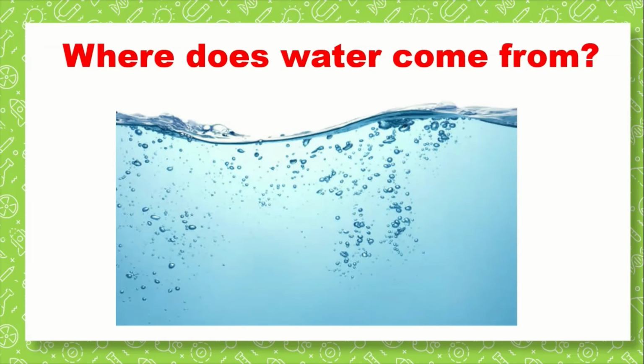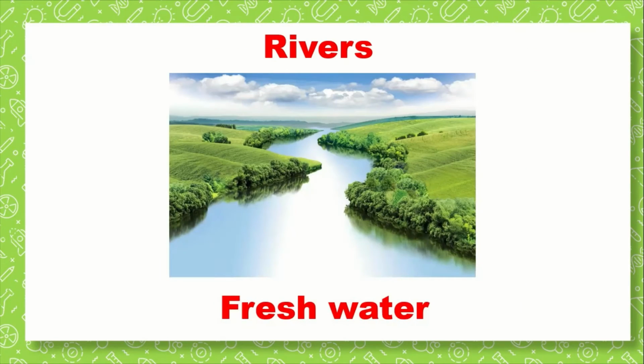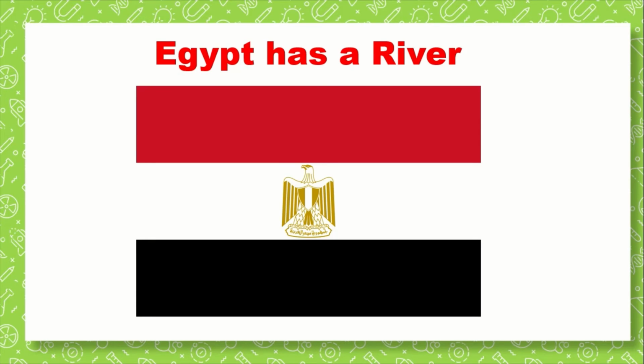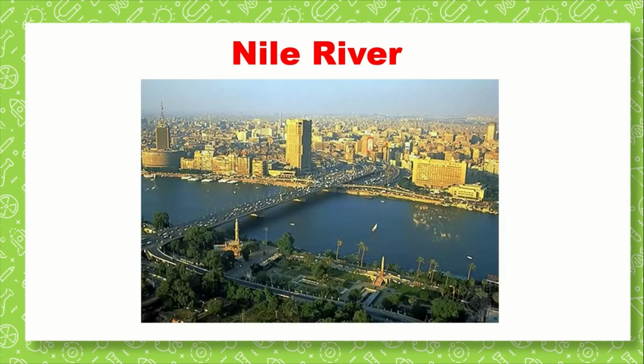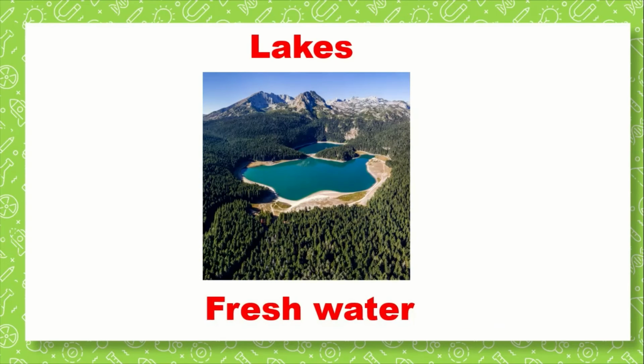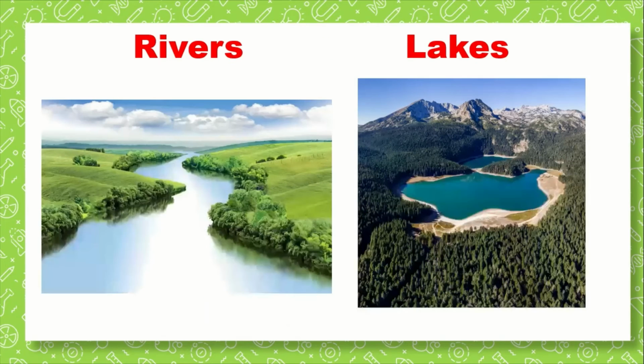Water. Where does water come from? Water comes from rivers. Rivers have fresh water, where we can drink from. Do you know that Egypt has a river? It's called the Nile River. Next, we can bring water from lakes. Lakes also have fresh water. What is the difference between rivers and lakes? Rivers are long and curvy, and lakes are round and surrounded by land.